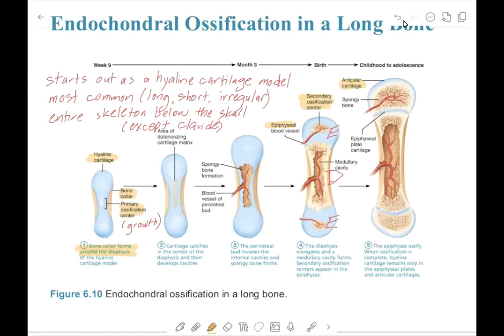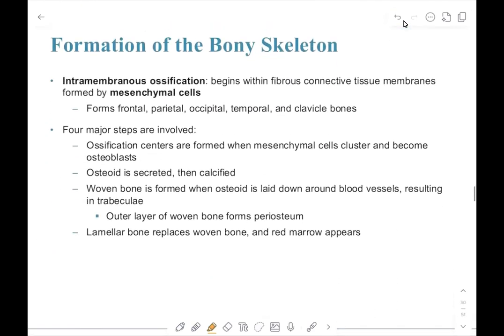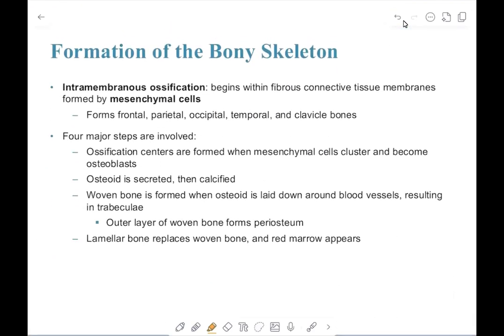So again, as long as you know about 4 or 5 differences between the two. One recommendation I have is perhaps use a note card, put the 4 or 5 main characteristics of endochondral ossification on one side, and on the other side, put the main characteristics of intramembranous ossification, which is what we're going to look at next here. So intramembranous ossification begins within a fibrous connective tissue membrane. So that's definitely different than the endochondral, which begins as a cartilage model.